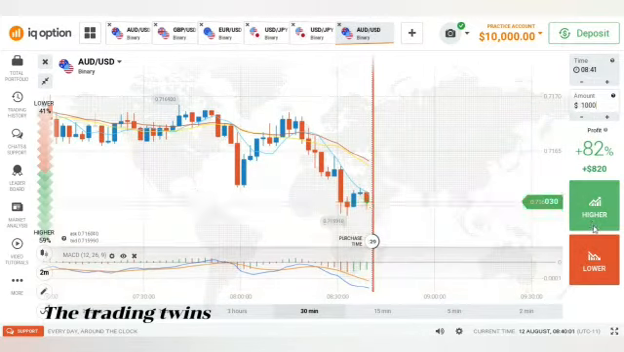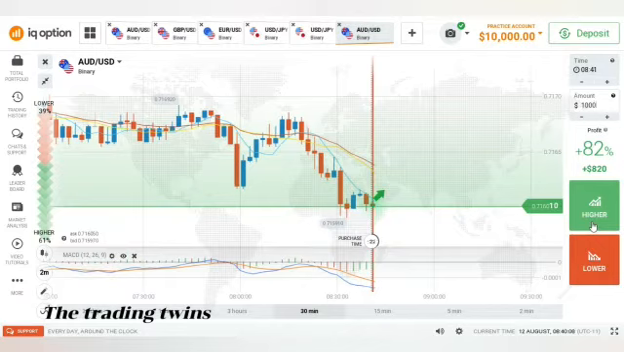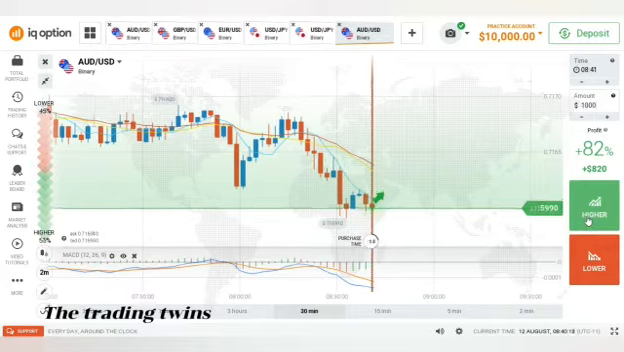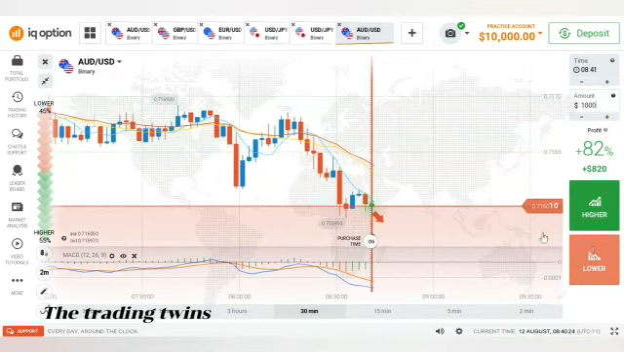Higher and lower. What does that mean? So you would learn buy and sell. That's when you're expecting the market to go higher and lower, respectively. You buy when you're expecting the market to go up, and you sell when you're expecting the market to go down. So this green button is buy, and this red button is sell.